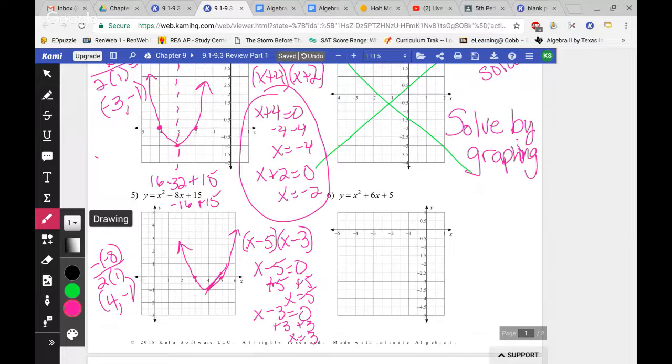-16 plus 15 is -1. Does that make sense? Yeah. Okay. So my vertex is this. So I have my 3 points because I've got my x-intercepts and I've got my vertex. And so that's what my graph looks like.